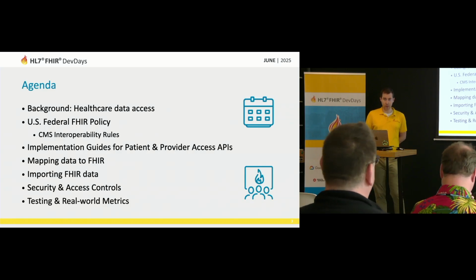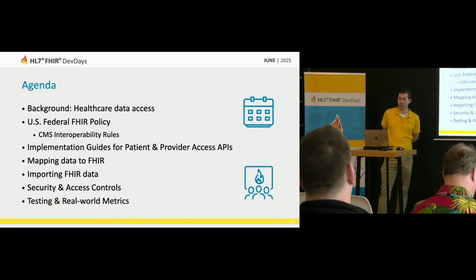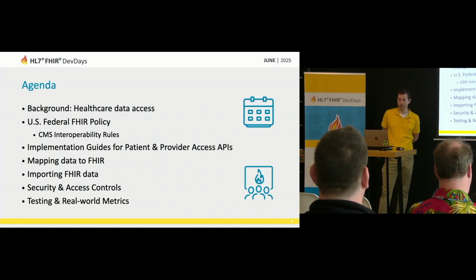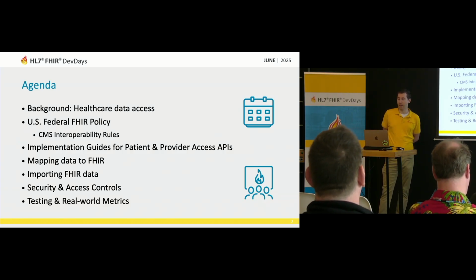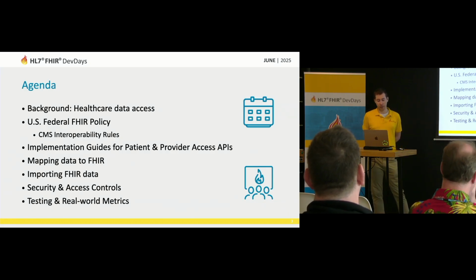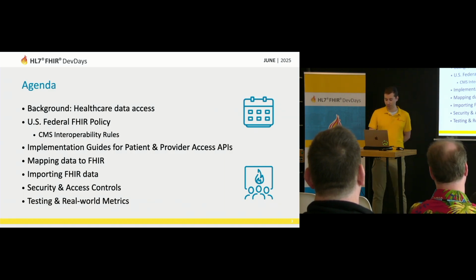To importing it to the API solution, typically a FHIR server, to making it securely accessible. Finally, a bit about testing the APIs and reporting metrics about their usage. Now, this is for a specific use case in the US, but I hope it'll be clear that most of these techniques can be used for all kinds of uses of FHIR.